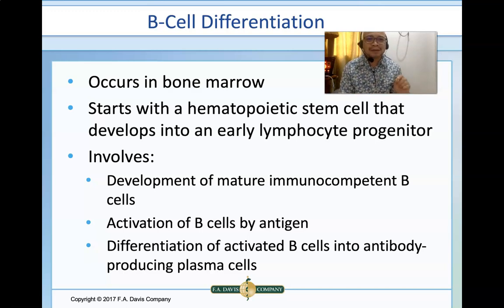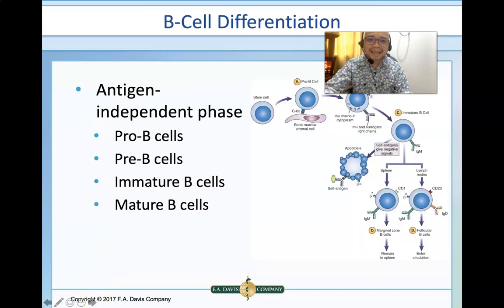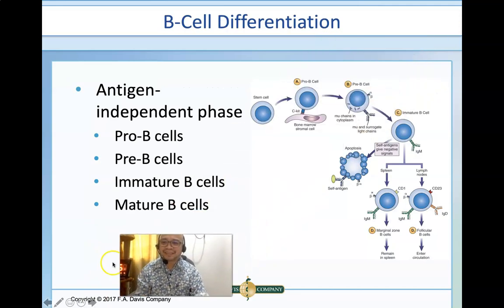Why important? Because plasma cells eventually become a factory for antibody production. So, let's discuss now the B cell differentiation.